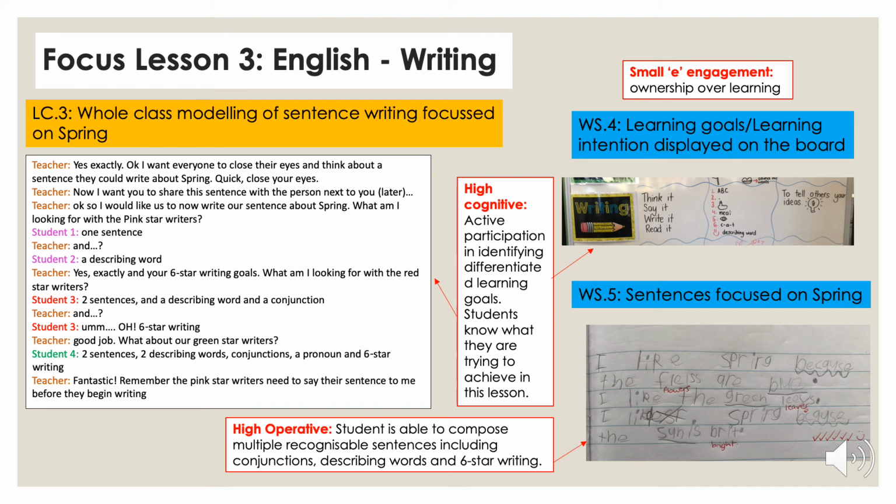Work Sample 5 shows a student's piece of writing produced during this lesson. They were able to compose multiple recognizable sentences, including the use of conjunctions, describing words, and their 6-star writing, therefore demonstrating high operative engagement. This was a turning point for this student, as this shows their improvement from the last writing lesson, where they had previously produced only one simple sentence.